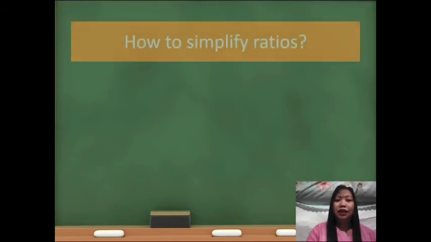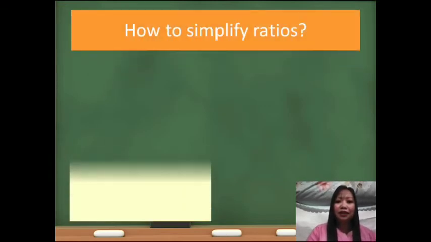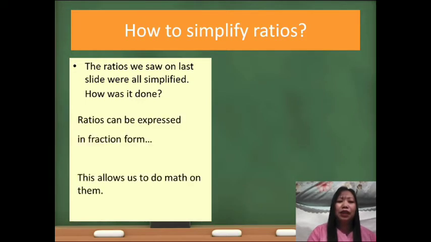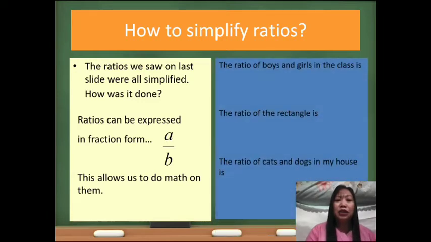Let us proceed on how to simplify ratios. The ratios we saw on last slide were all simplified. How was it done? Ratios can be expressed in fraction form, so A over B. This allows us to do math on them. The ratio of boys and girls in the class is 12:11. The ratio of the rectangle is 4:1. The ratio of cats and dogs in my house is 2:1.